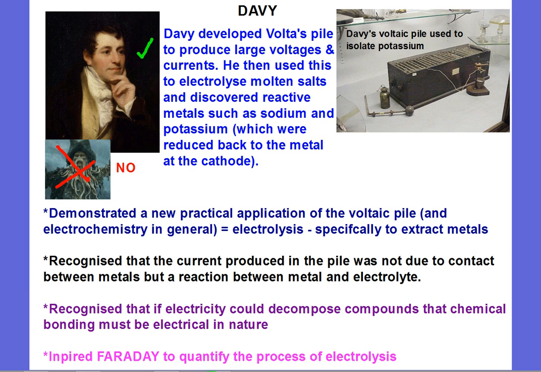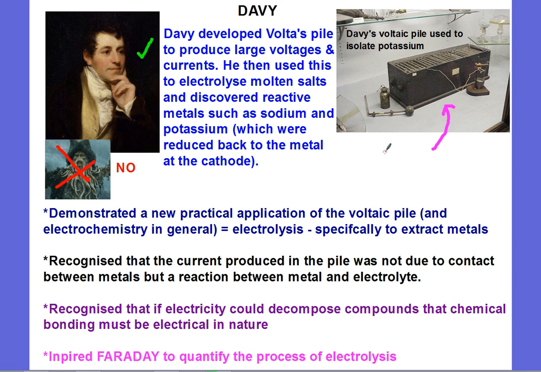Now, Humphry Davy developed Volta's pile to produce larger voltages and currents. He then used his voltaic pile to electrolyze molten salts, and he was the first person to discover reactive metals such as sodium and potassium by doing this, because they were reduced back to the solid metal from their ion form at the cathode. And there's a picture of his electrochemical cell, or electrolytic cell, that he used to produce potassium for the first time. So what was his contribution to electron transfer reactions?